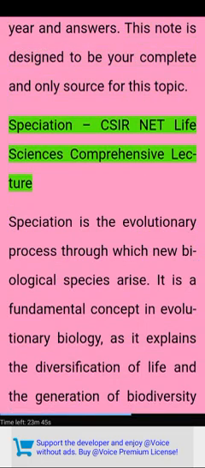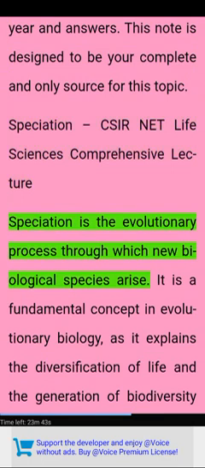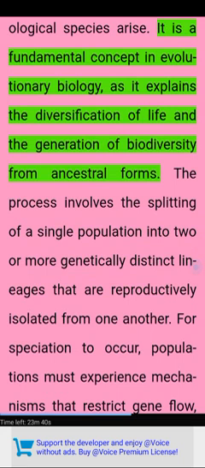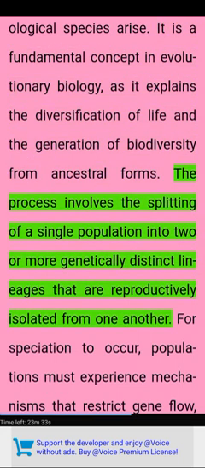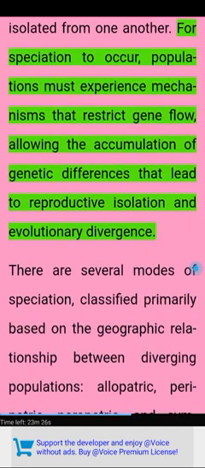Speciation, CSIR-NET Life Sciences Comprehensive Lecture. Speciation is the evolutionary process through which new biological species arise. It is a fundamental concept in evolutionary biology, as it explains the diversification of life and the generation of biodiversity from ancestral forms. The process involves the splitting of a single population into two or more genetically distinct lineages that are reproductively isolated from one another. For speciation to occur, populations must experience mechanisms that restrict gene flow, allowing the accumulation of genetic differences that lead to reproductive isolation and evolutionary divergence.